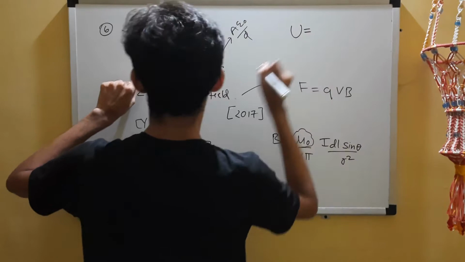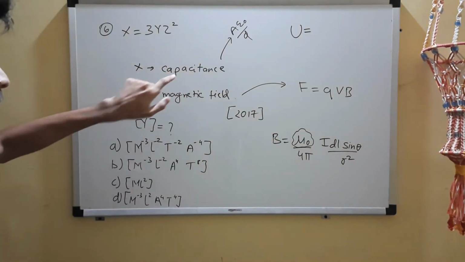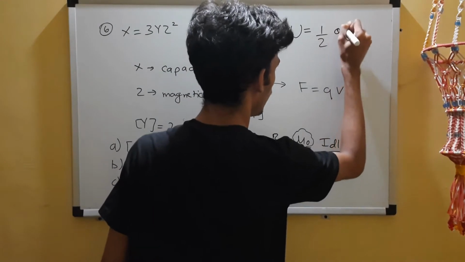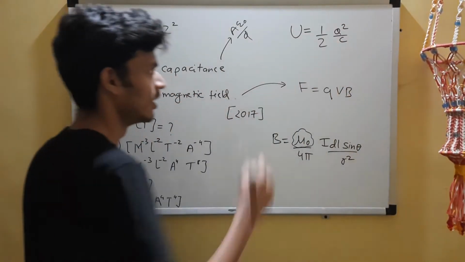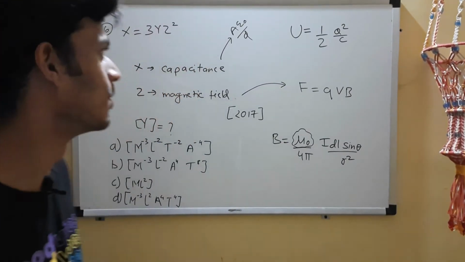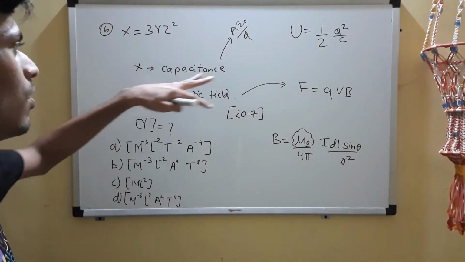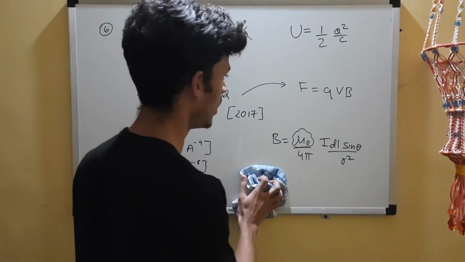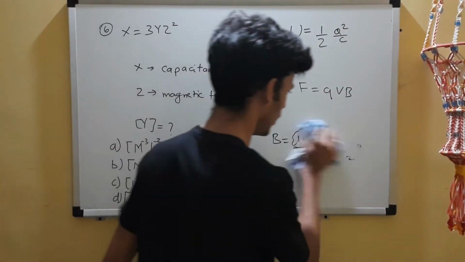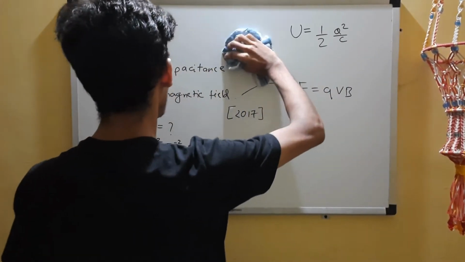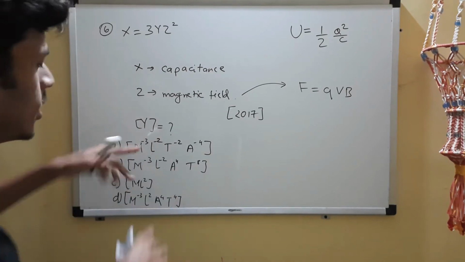So the best way to find the dimensions of capacitance is using this formula, half q square by c. This is the energy stored in a capacitor, right? So that is the best way to find the dimensional formula for capacitance, and this is the best way to find the dimensional formula for magnetic field. So let's do that job. We'll find the dimensions, substitute over here, get y.